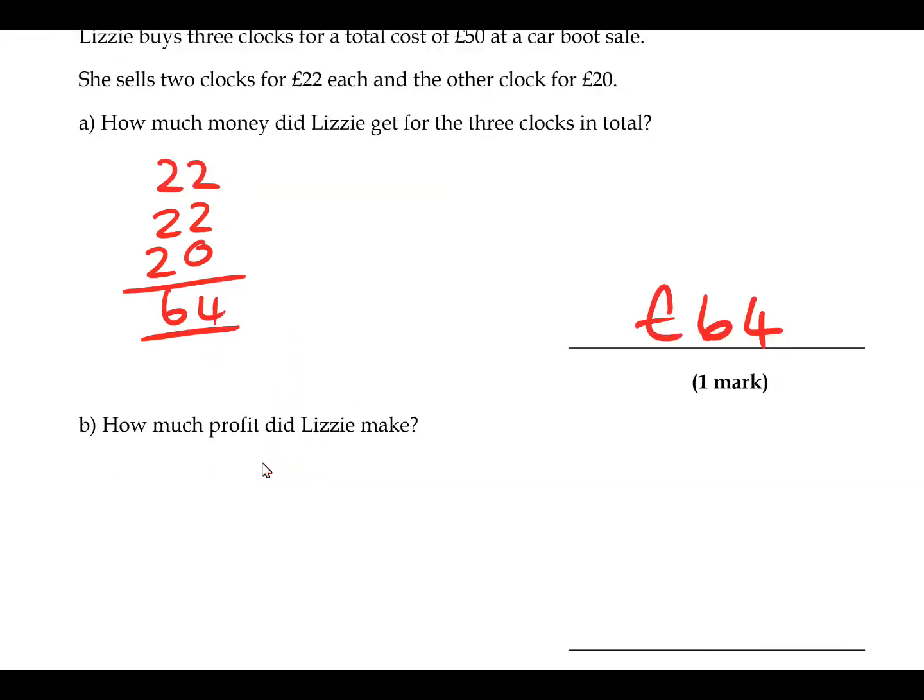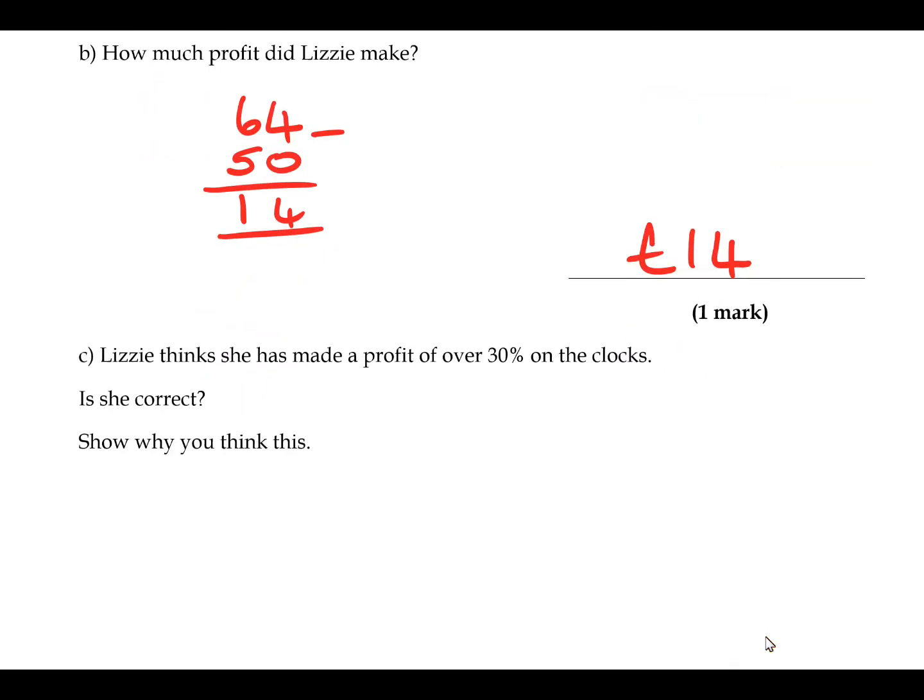How much profit does Lizzie make? So we've got the £64 that she's made. We take away the £50 that they cost, and you have a profit of £14. And that's worth 1 mark.